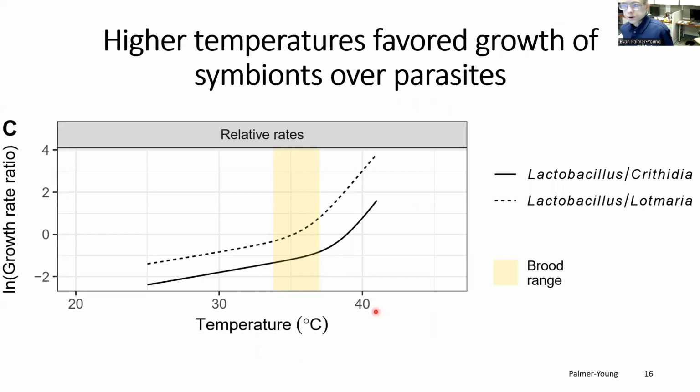As a result of these different responses to temperature, the growth rates of symbionts relative to parasites increased strongly over a temperature range found in bee colonies. The change in these relative growth rates was especially strong within the temperature range that bees use to incubate their larvae and their pupae at the center of the colony. The ratio of Lactobacillus rates relative to Lotmaria changed by over 3-fold over just a 4-degree temperature range.